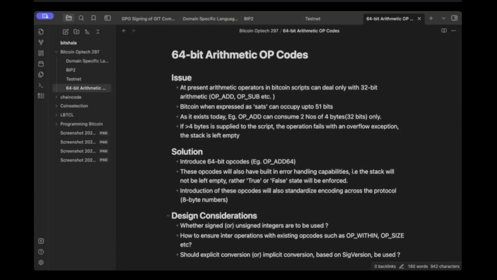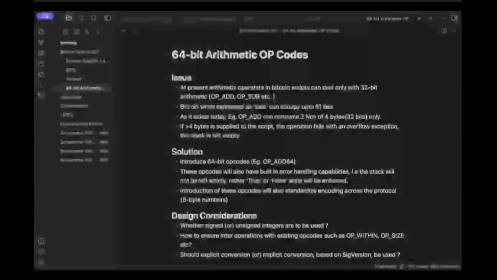So this is what the 64-bit arithmetic PR is about, and the site has some basic FAQs on what these are, what is currently used, and those kinds of things. Any questions? Hope I was able to explain it. Yep.